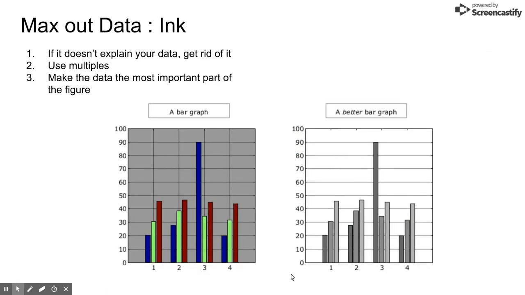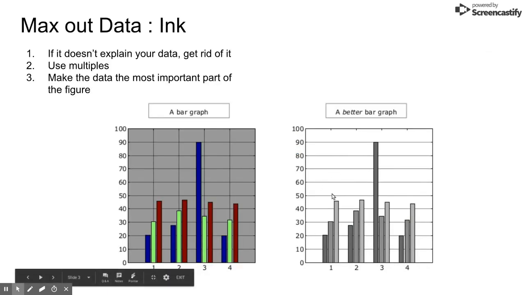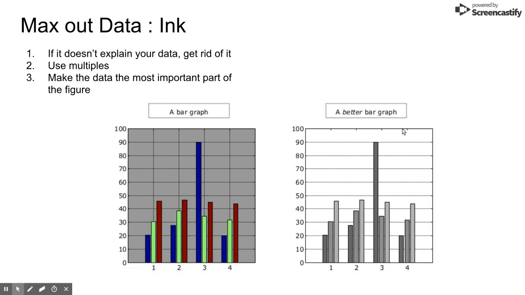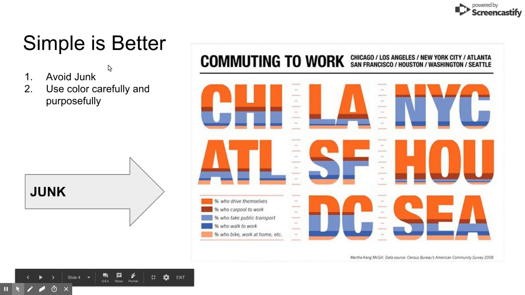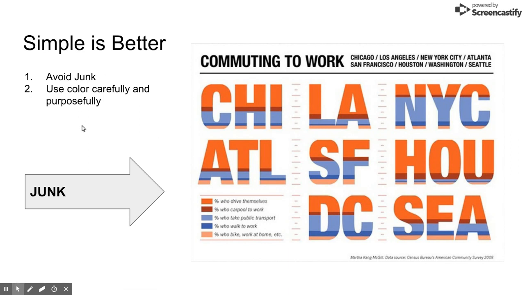Oh, and just putting this out there, if it were me making this graph, I would have gotten rid of these lines and I would have gotten rid of this border because there's no reason to have that. Simple is better. There's two key things here. One, avoid chart junk, and two, use color carefully and purposefully.